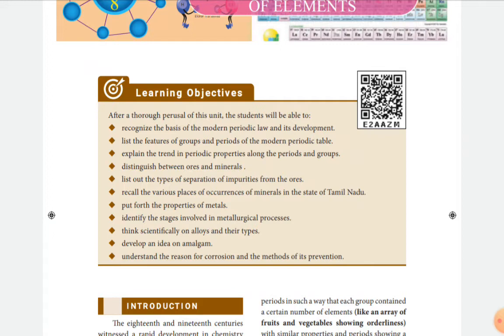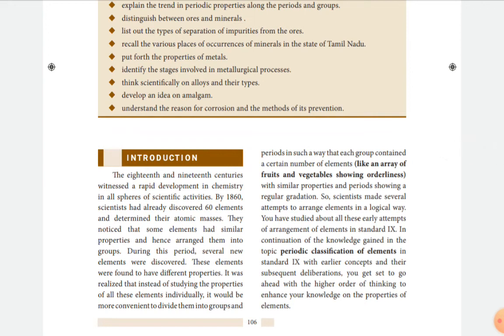And what are called groups? The vertical columns in the periodic table, starting from top to bottom, are called groups. There are 18 groups in the modern periodic table. Then, what are inner transition elements? The lanthanides and actinides, which are in group 3, are called inner transition elements. Then, what is called periodic? Anything which repeats itself after a regular interval is called periodic. This behavior is called periodicity.